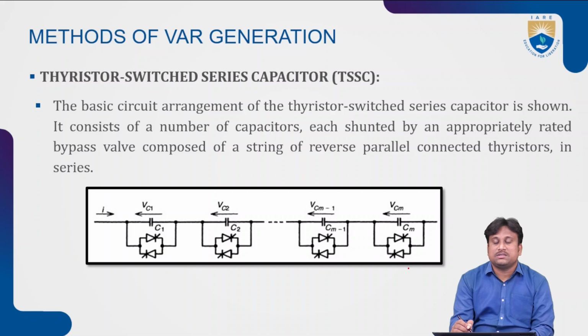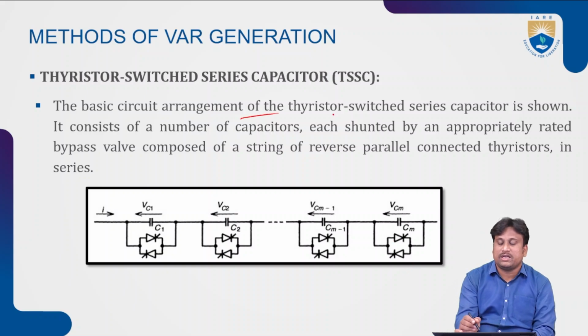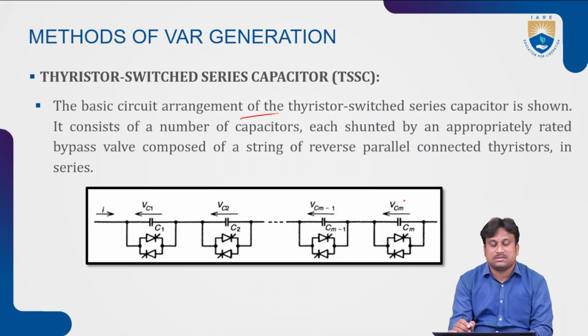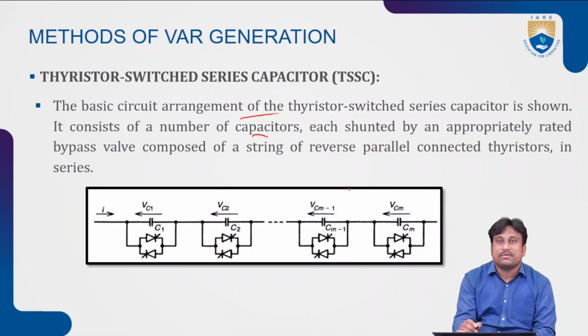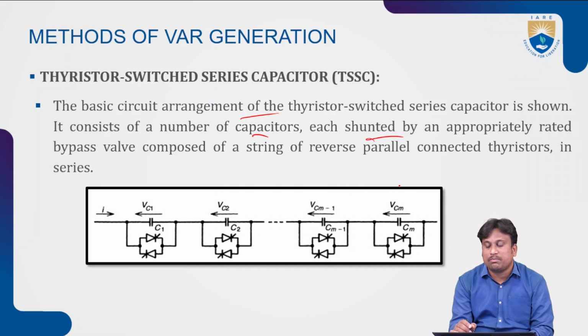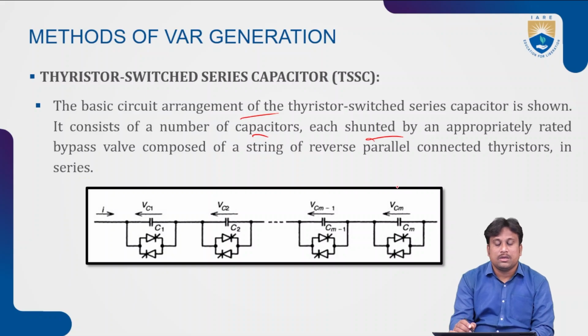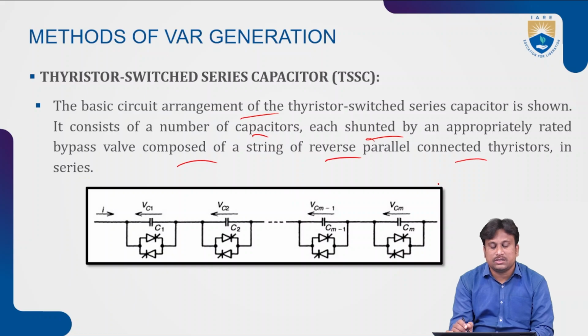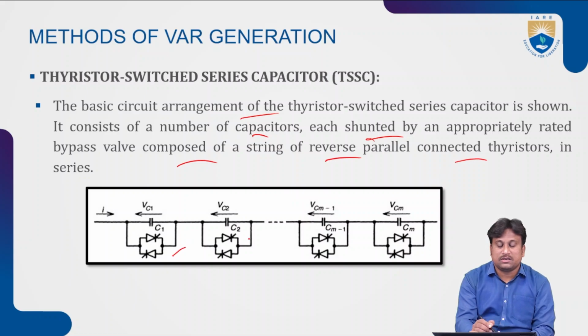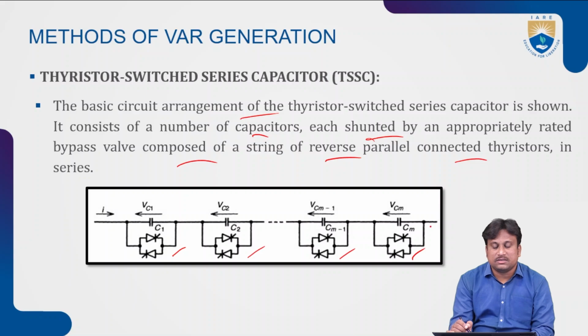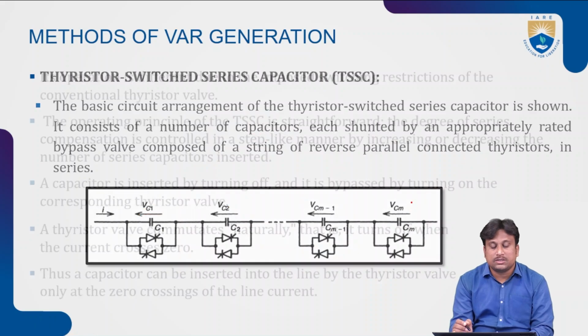Now, thyristor switched series capacitors. Here the basic arrangement of the thyristor switched series capacitors is shown. It contains a number of capacitors, each shunted by an appropriately rated bypass valve composed of a string of reverse parallel connected thyristors in series. That means the series connection of anti-parallel thyristors is shown with C1, C2, Cm-1 up to Cm, and the voltages across these are Vc1, Vc2, Vcm-1 up to Vcm.